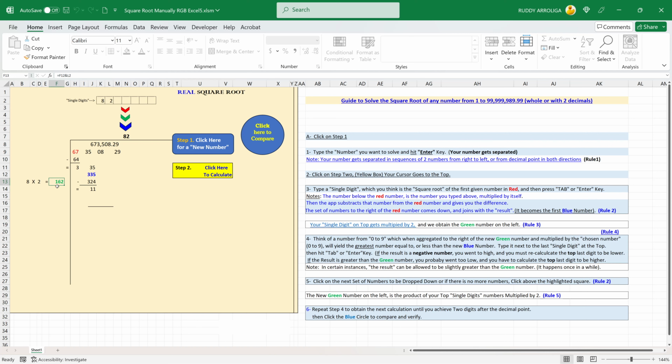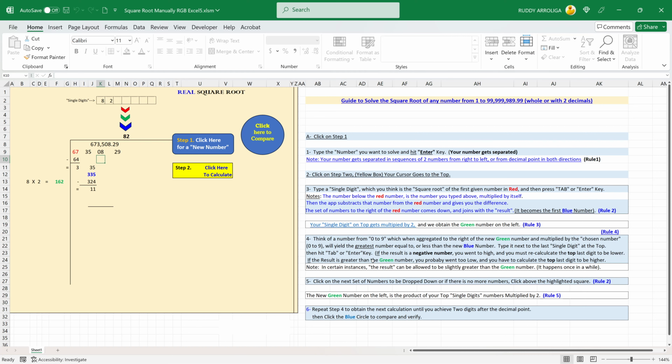But what happens if instead of a 2 we chose a 3? Let's do that. If we chose a 3, our 16 becomes 163, and we multiply it this time times 3. It gives us a number too big for the blue number, and our result is a negative number. Let's read. If the result is a negative number, you went too high and you must recalculate the top last digit to be lower. So 2 is our number, and keep reading.